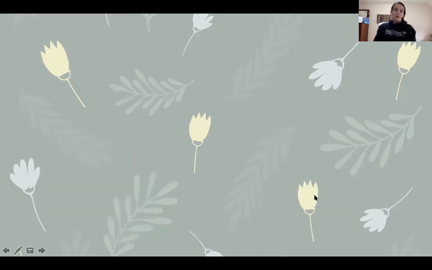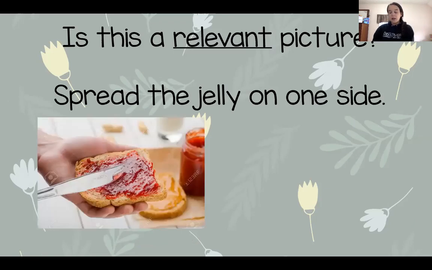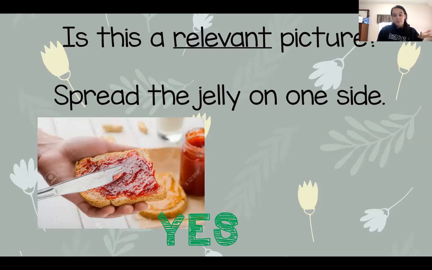Okay, let's try another one. Is this a relevant picture? The sentence is, spread the jelly on one side. Is that a relevant picture? Why? What makes it a relevant picture? Because you're right, it is a relevant picture. It's a picture of somebody spreading jelly on the bread. So why is that one relevant? Because it matches the sentence.